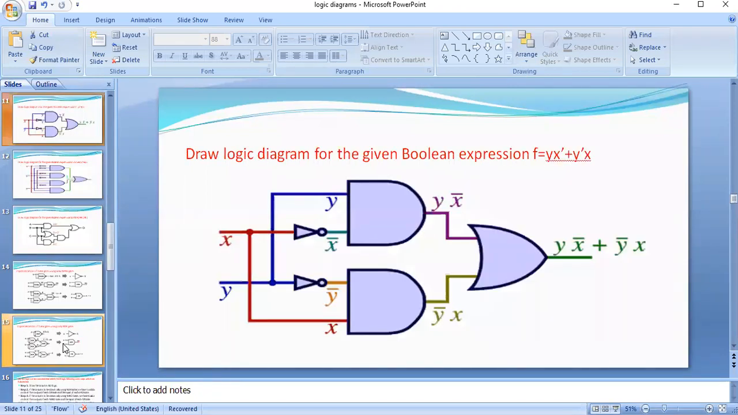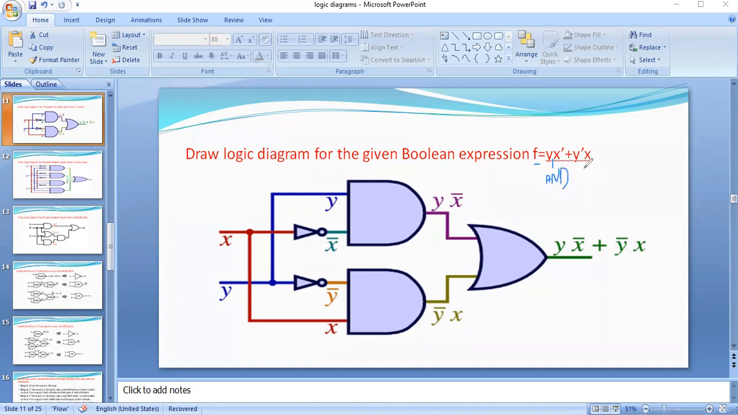And next, see here, I'm taking one more example. By taking this example, you have to draw the logic diagram using only basic gates. I'm taking output F, and the input variables are y into x bar plus y bar x. Y dot x bar means here we have to use an AND gate.